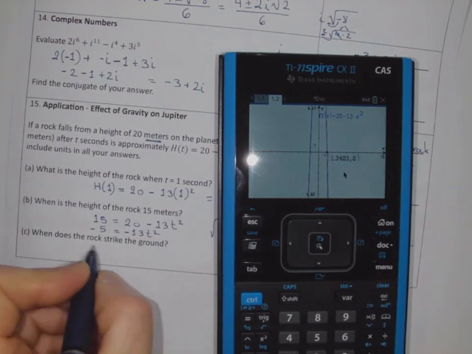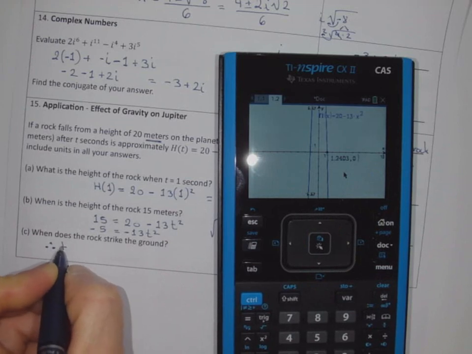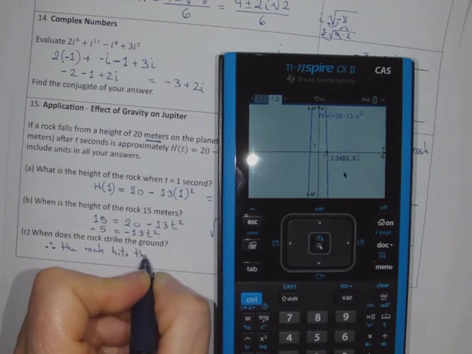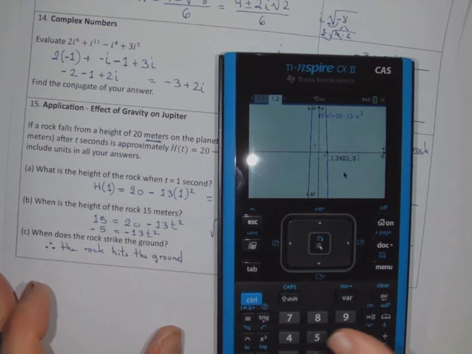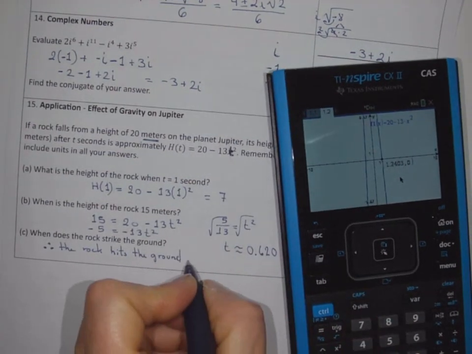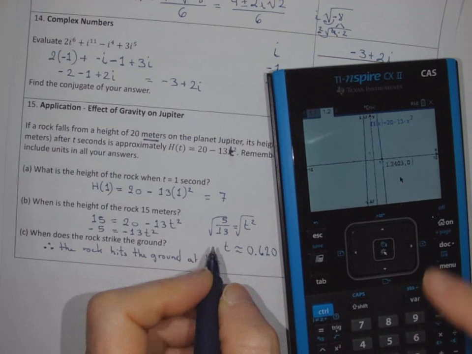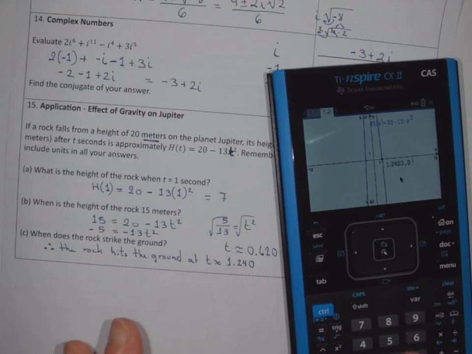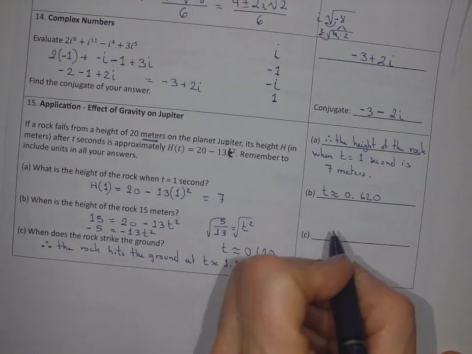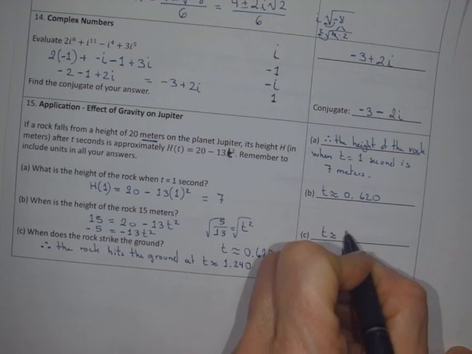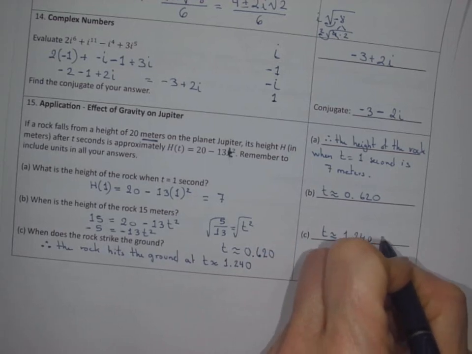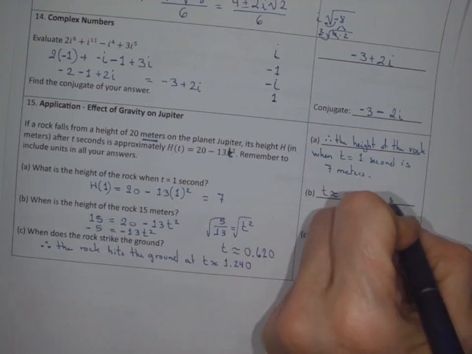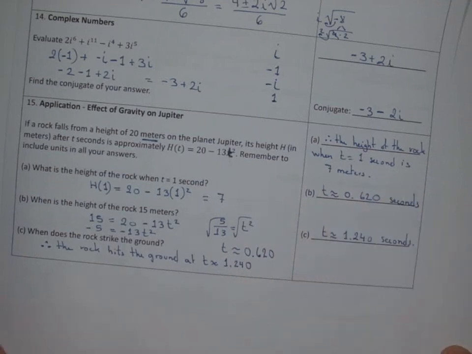And so the rock hits the ground, therefore the rock hits the ground at t is about 1.240. And what is that for units? So t is about 1.240, and that's in seconds. Oh, by the way, I didn't put my unit here. That's in seconds also. Okay, and that's it.